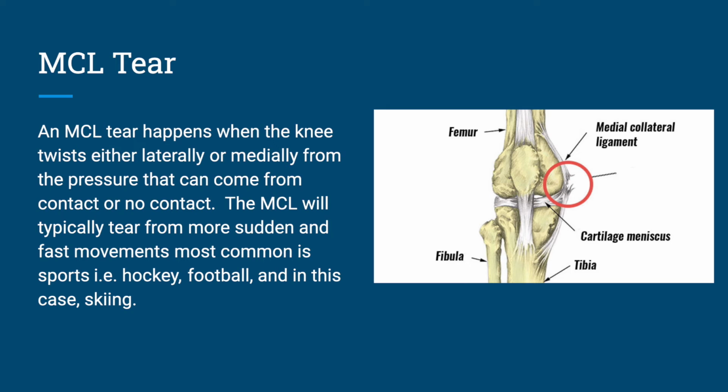A medial collateral ligament tear happens when the knee twists either laterally or medially from pressure that can come from contact or no contact. The MCL can also tear distally. The MCL will typically tear from more sudden and fast movements, most common in sports like hockey, football, and skiing. An MCL tear is most common in cases like Elaine's.